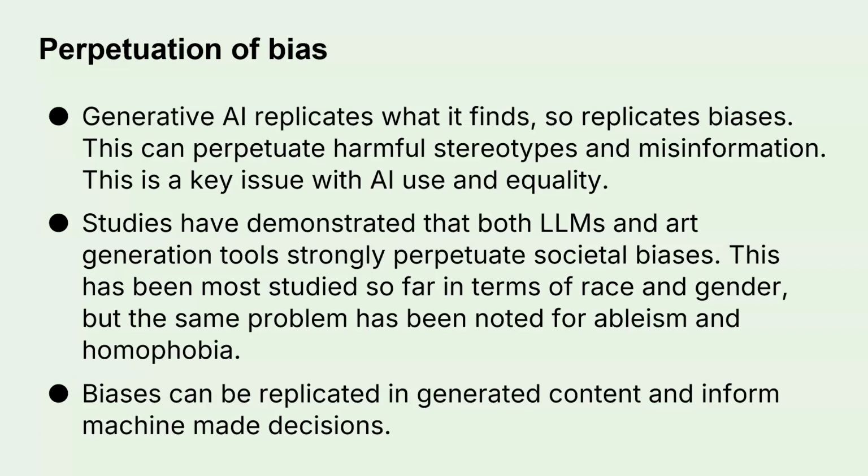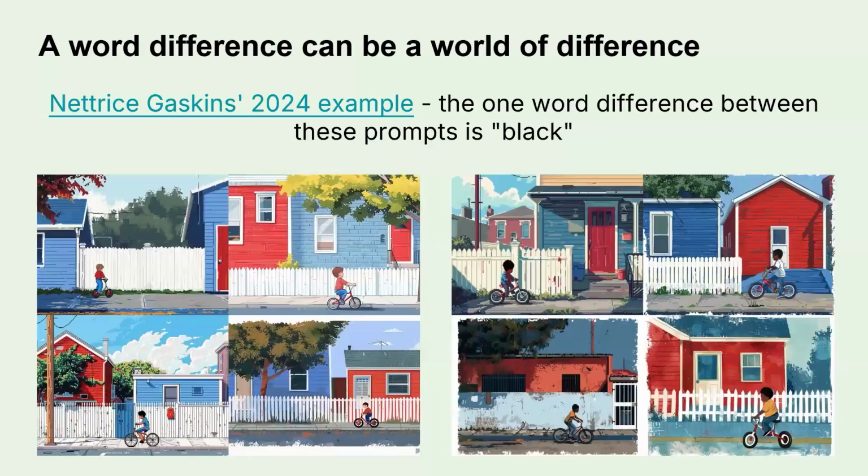So it's something that people have looked at a lot in terms of race and gender, less so in terms of disability, but it does seem to perpetuate the same things. So this is a very good example, I think. I've got the link to the paper there from 2024, and she was demonstrating the racial differences.